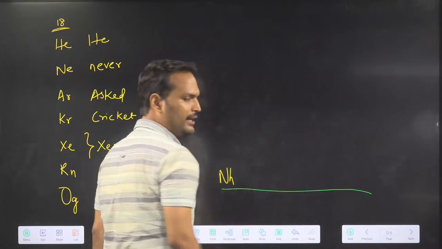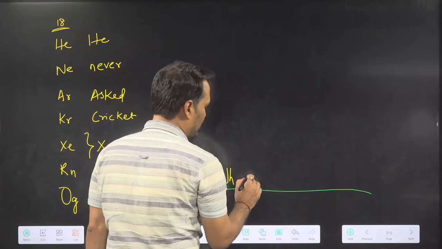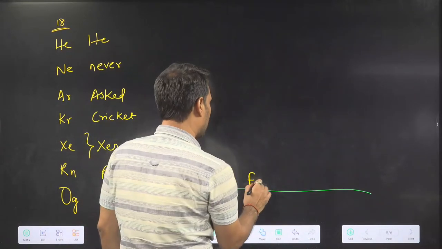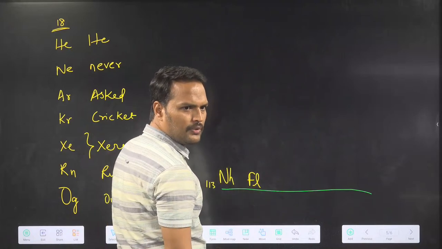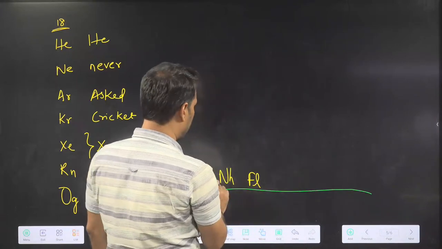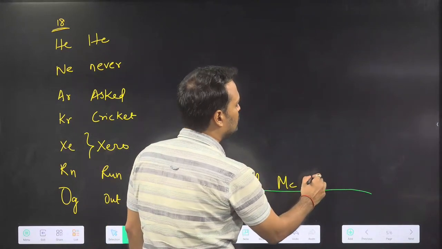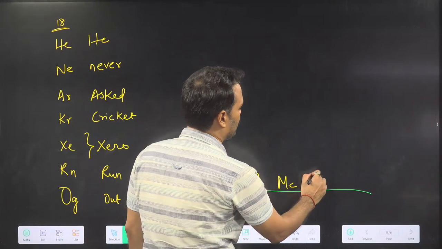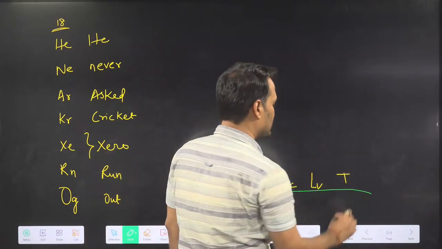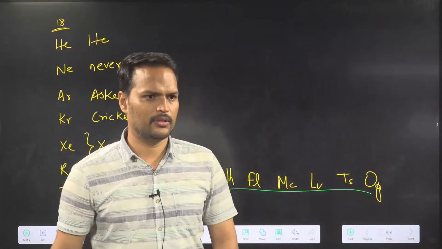So first element I am writing, that is your Nihonium 113. Now you have to tell me the next one. Quickly, everyone. Nihonium, what is after Nihonium? Write it quickly. Flerovium. Correct. What is after flerovium? Quickly. Because the last elements we will forget. Anyhow, we have to remember this. It starts from 113. Then flerovium. Then moscovium. Then livermorium. Then what is there? Tennessine. And then what is there? Og.